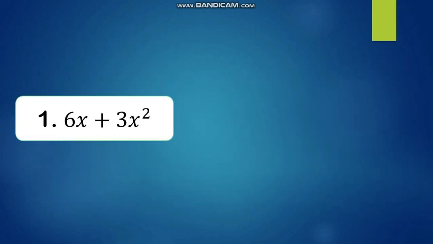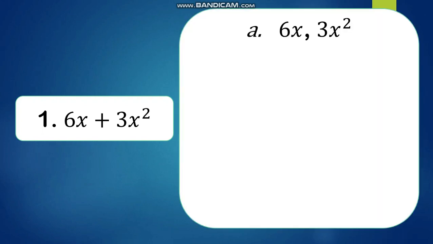Now let's examine the examples in your module. Example number 1, we have 6x plus 3x squared. Step 1 is to determine the terms. So we have 6x and 3x squared.